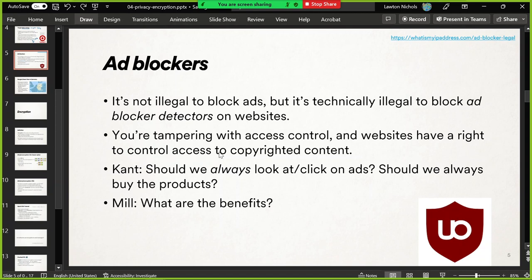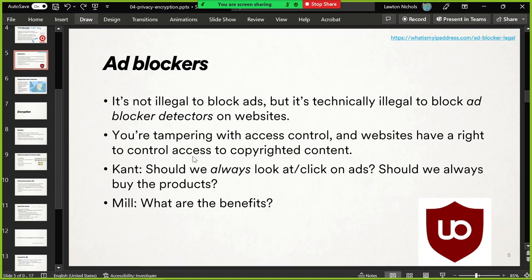So it's illegal to make an add-on that would always show you the article rather than having that pop-up come up and ask you to sign in. Okay? That would be illegal. And same idea with blocking little squares that are like, hey, you have an ad blocker. Can't block that. All right? So I hope that makes enough sense. You're not allowed to tamper with access control, at least in this country.